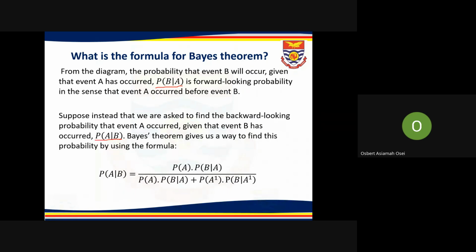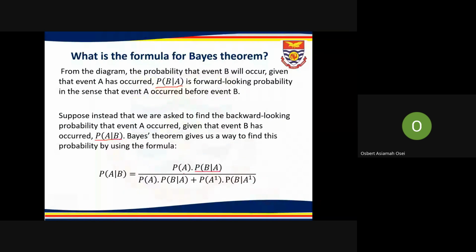And what helps us to solve that is Bayes' theorem. Bayes' theorem gives us a way to find this probability by using a formula. So this is the formula. The probability of A, given that B has already occurred, is equal to, the numerator will be the probability of A times the probability of B, given that A has already occurred. Let's kindly pay attention to the arrangement here. Over here is what we already know, the forward-looking one.